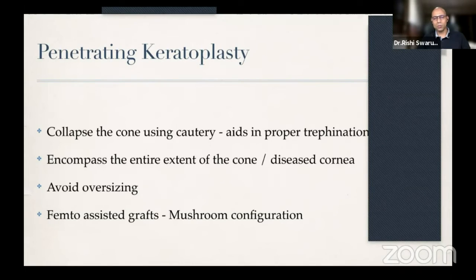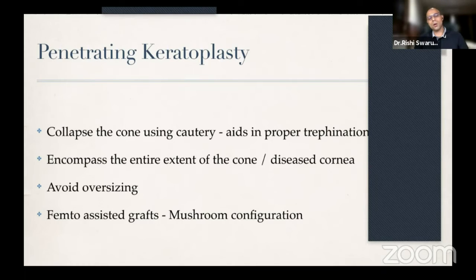If you don't remove the entire diseased cornea, you will have a recurrence of ectasia either in the graft-host junction or beyond it. Avoid oversizing in ectasias because these are very stretched out corneas. If you just do an oversized graft, then you may end up with a myopic refractive surprise. You can go with the same size graft or oversize very little, maybe about 0.25.